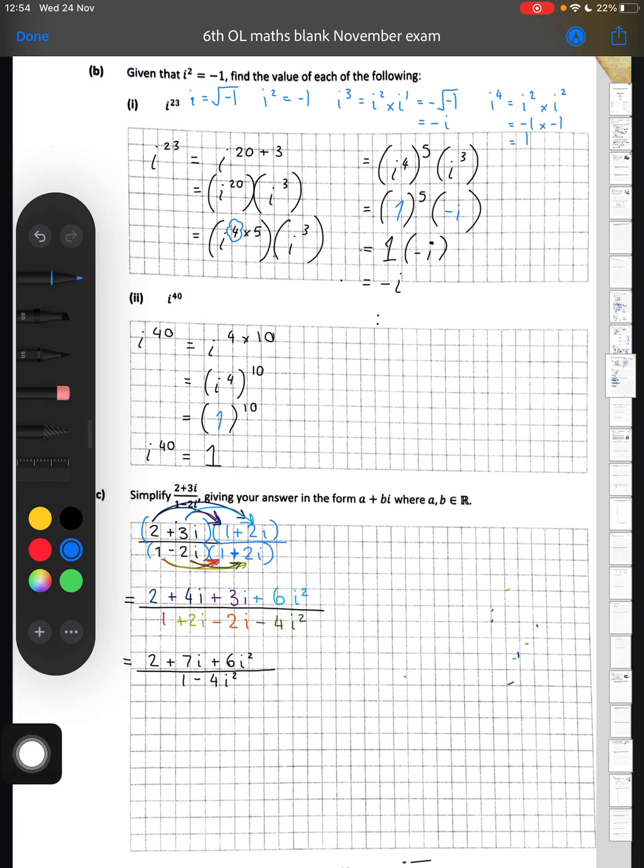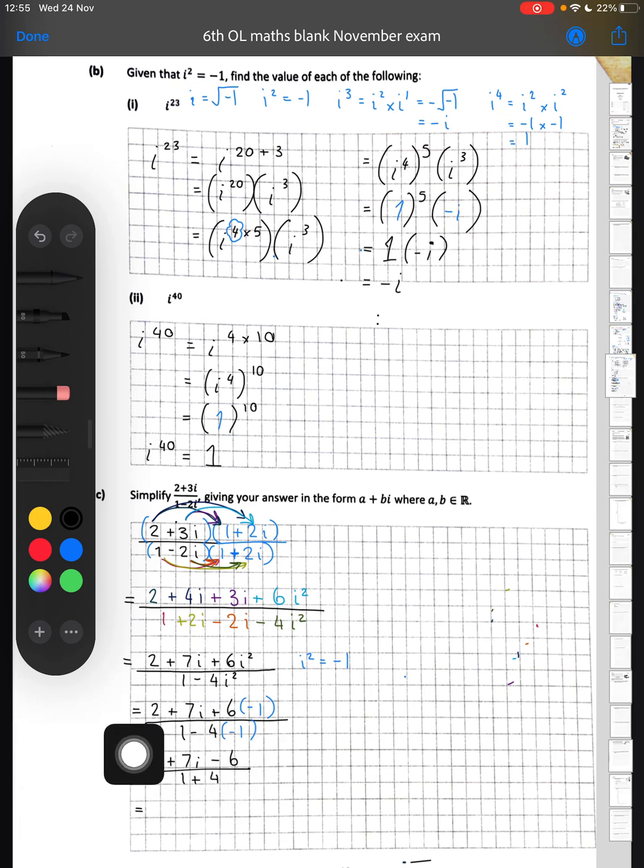So now what I realise is, okay, well, I know that i squared is the same as minus 1. So instead of the i squareds, I'm going to fill in minus 1. So I'll have plus 6 times minus 1. And likewise on the bottom, I have 1 minus 4 times a minus 1. Okay, so when I multiply those out, I'll get 2 plus 7i minus 6 over 1 plus 4.